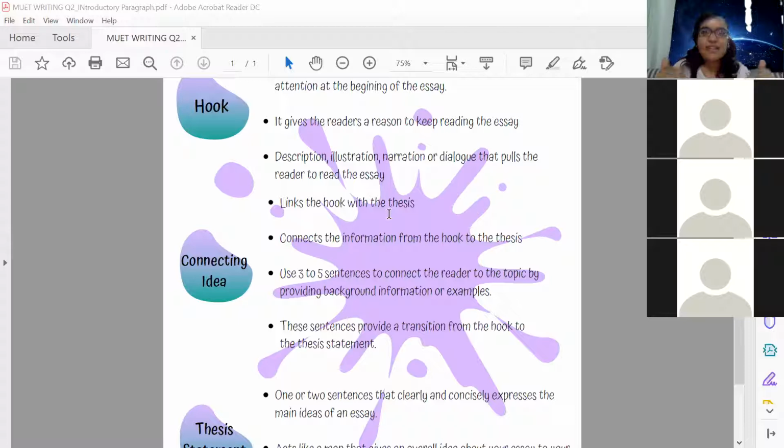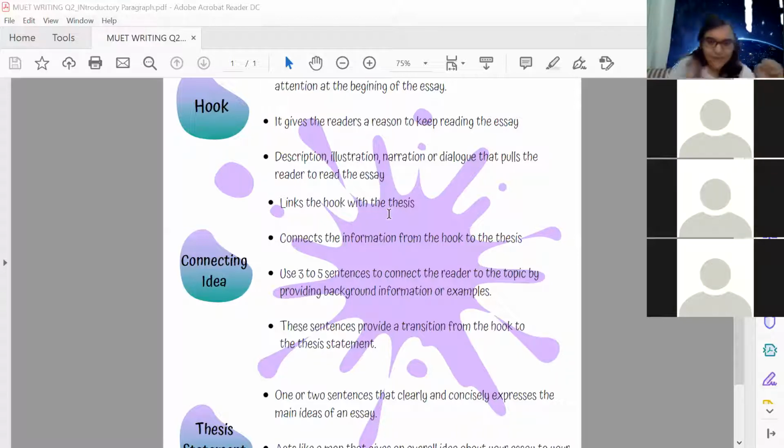Then let's say you use 5 sentences. The first 3 would explain the hook, the last 2 will lead it to your thesis. Get me? Clear? Yeah, clear, madam. And if you are unclear, ask me questions. I will explain. Everyone really clear? Perfect. Good.